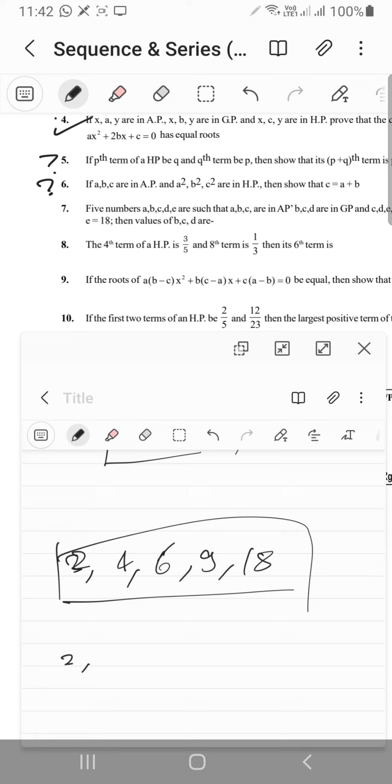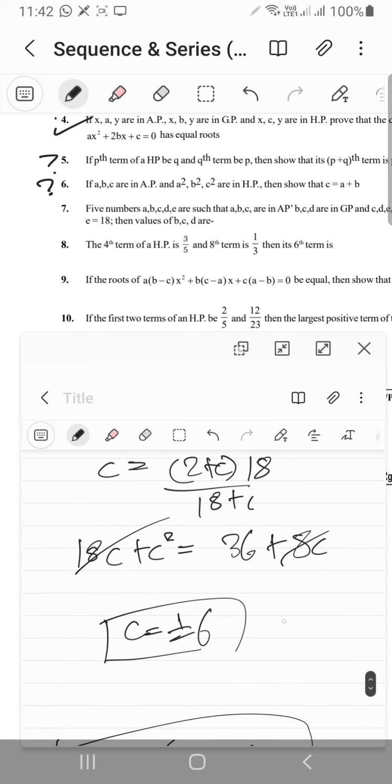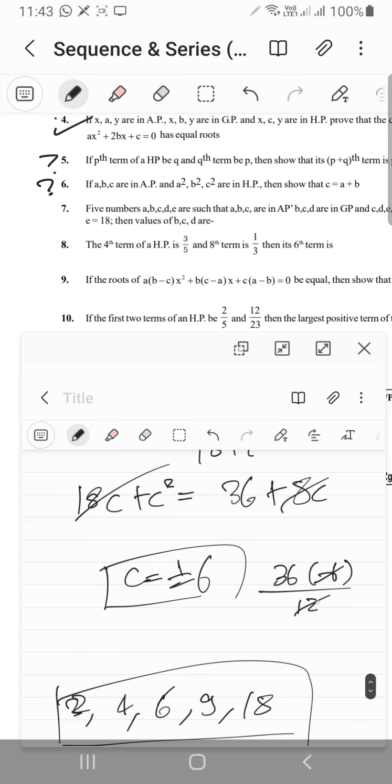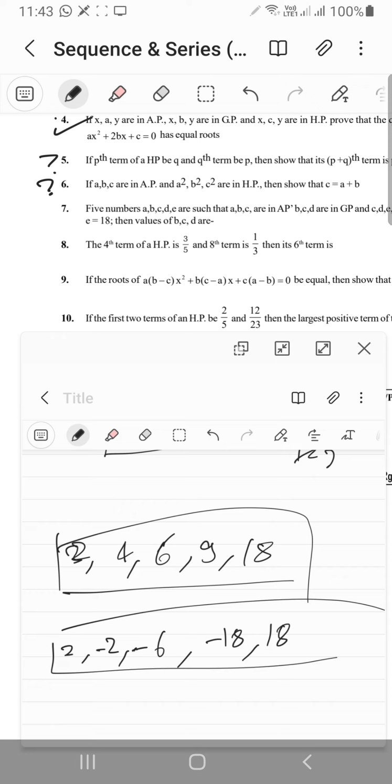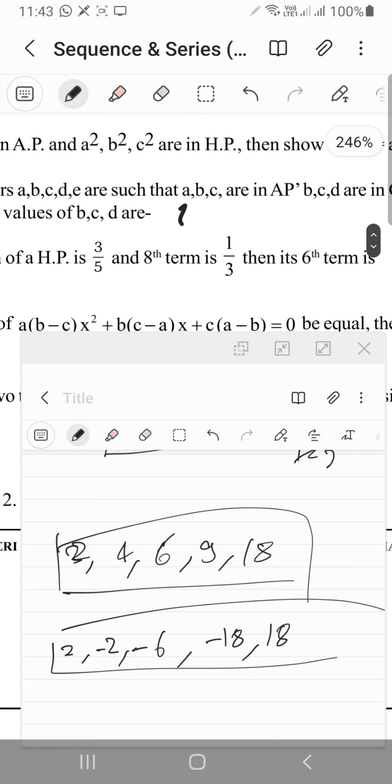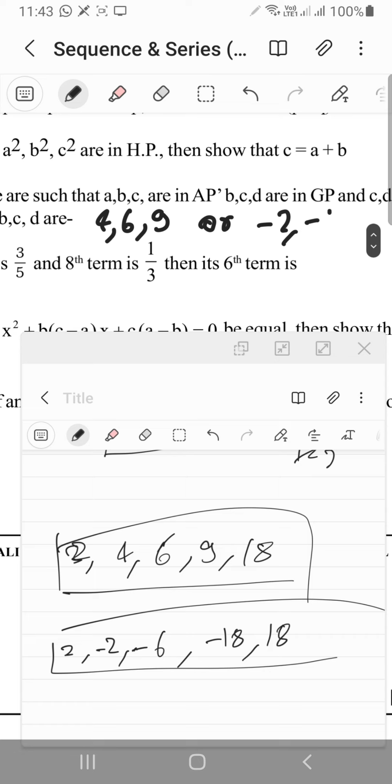And the other possibility, if it's negative 6, then B will be minus 2 and then minus 6, and D would be 36 into minus 6 upon (18 plus C), right? So it's going to be 12. Okay, this is minus 2 over there. This is negative 18. Cool. This is another possibility. B, C, D are 4, 6, 9, or negative 2, negative 6, negative 18.